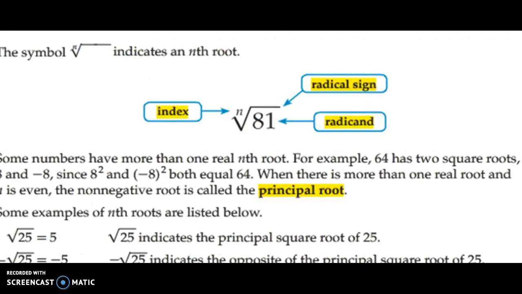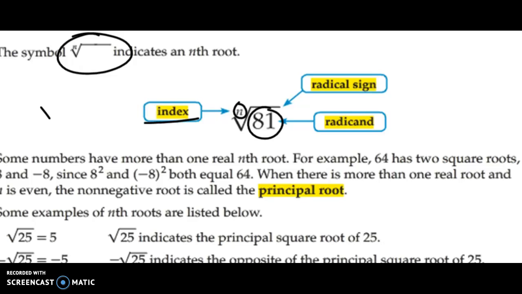Now here's some vocab for you. Right here is the nth root symbol. That's actually called the radical sign. And the number underneath the radical sign is called the radicand. And the power that you're finding is called the index. So we can have an index of 5, an index of 2, an index of 3, all of those.